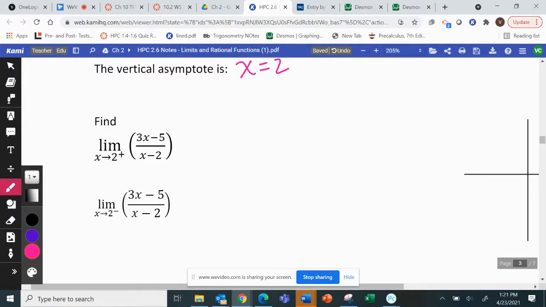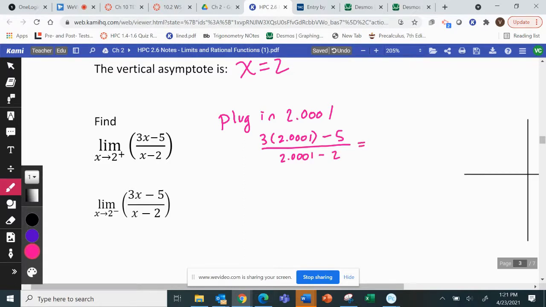Tyler. Even closer, but 2.0001 or something. Yeah. So what we're going to do is we're going to plug in and we're going to see what we get. So I'm plugging in 2.0001. On top, I'm going to get 3 times 2.0001 minus 5. On the bottom, I'm going to get 2.0001 minus 2.